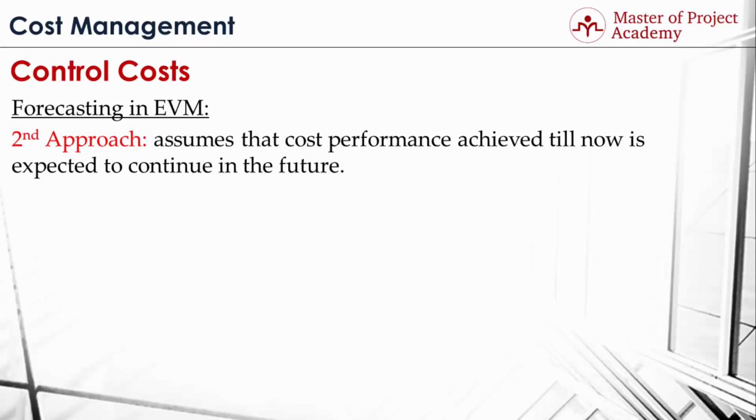The second approach of estimate at completion calculation assumes that the cost performance achieved till now is expected to continue in the future. In other words, let's assume that you spend 20% more than what you planned till now. This approach assumes that you'll be spending 20% more than the planned value for the remaining activities in the project as well. Therefore, the formula uses the cost performance index to estimate at completion value. Estimate at completion is found by dividing the budget at completion value by the cost performance index achieved till now. This assumes that the cost performance index achieved till now will persist till the end of the project.